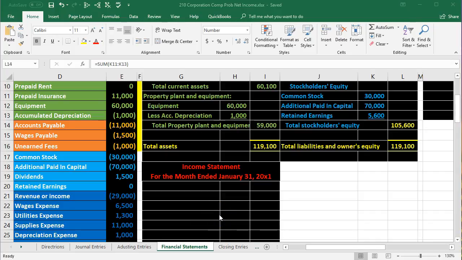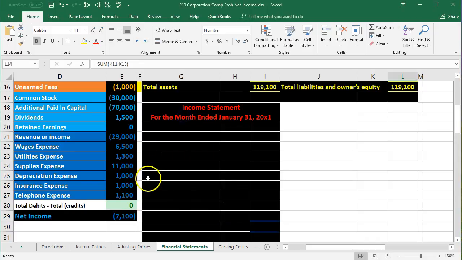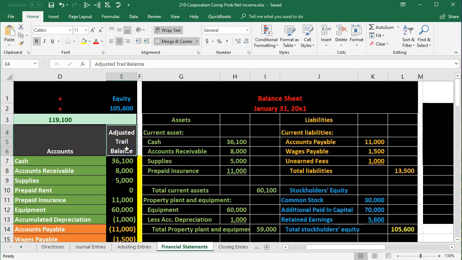In this presentation, we will continue on with our comprehensive problem. We will now be generating the income statement from the adjusted trial balance.